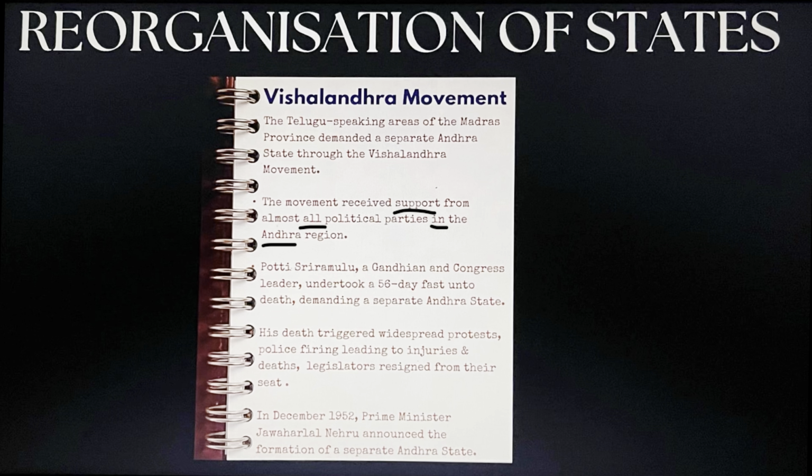Okay. And there was one person, a local Congress leader of the Andhra region. His name was Potti Sriramulu. Okay. So he was a follower of Gandhi and a Congress leader. In order to protest against the government not working on the reorganization of states, he went on a fast. Okay, he took a 56 days fast. It's called an indefinite fast, meaning unless his demand was accepted by the government, he would not break his fast. That's what it means.